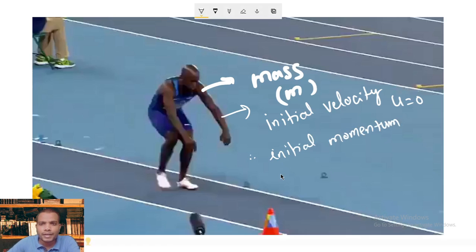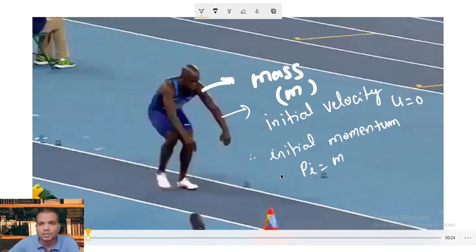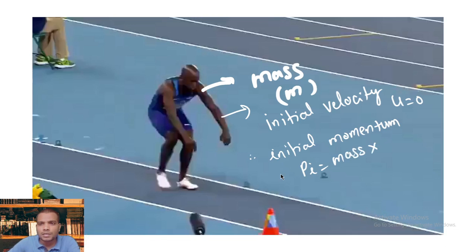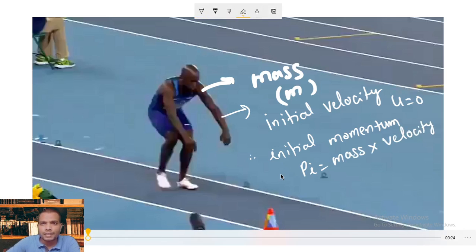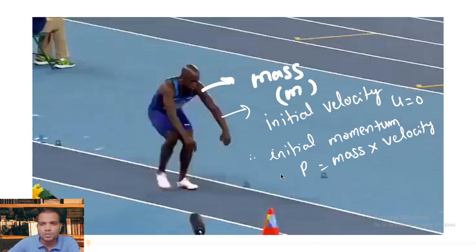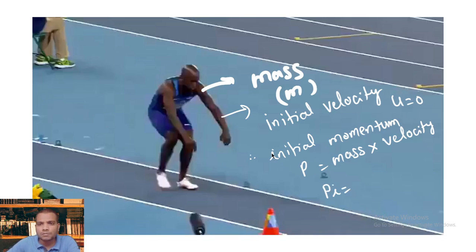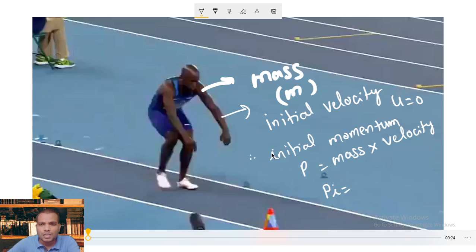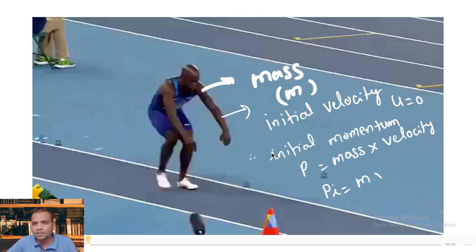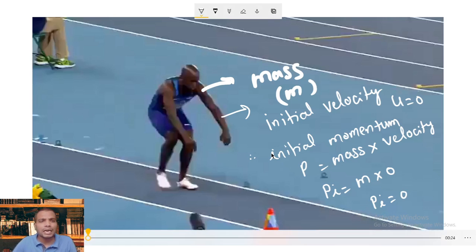Therefore, initial momentum. What momentum can we write? Momentum equals the product of mass and velocity, mass times velocity. So I will write the initial momentum: momentum initial equals the mass m, and velocity equal to 0. Therefore the initial momentum of this athlete equals 0.